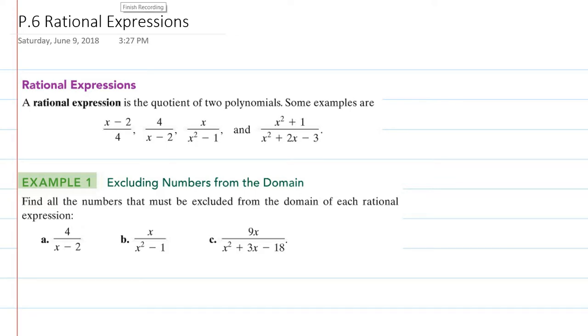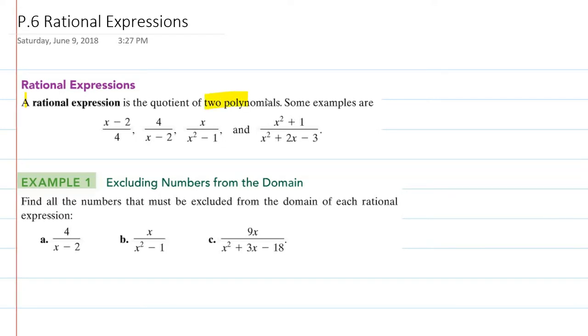Hello guys, today we're going to study rational expressions. So what is a rational expression? If you look at this definition, a rational expression is just the quotient of two polynomials. An easy way to think about it is that it looks like a fraction, pretty much. The only difference is that it has a variable in the numerator or the denominator or both.